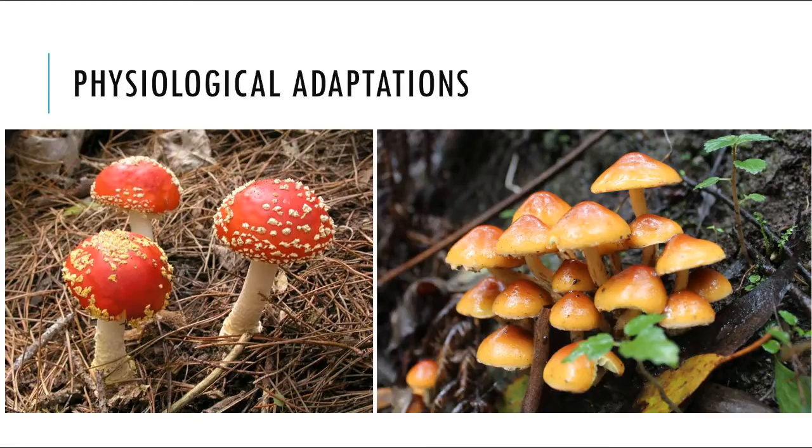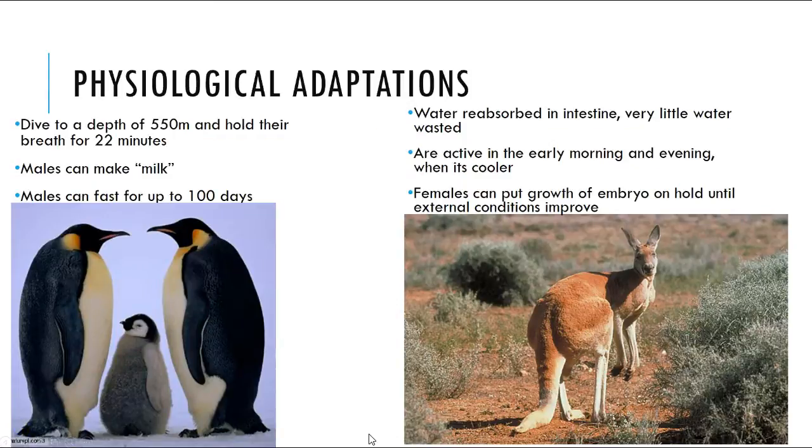Moving on to physiological adaptations for plants, a really good example are some of the mushrooms that we see in Australia. Often they'll be bright in color, and that's as a warning to other organisms that they're poisonous, but not always will the organism be able to tell that it's a bright color and it should not eat it. So having a look at some physiological adaptations of animals, we've got the king emperor penguin that can dive up to a depth of 550 meters and can hold its breath for 22 minutes. This helps it to find food in such a harsh environment.